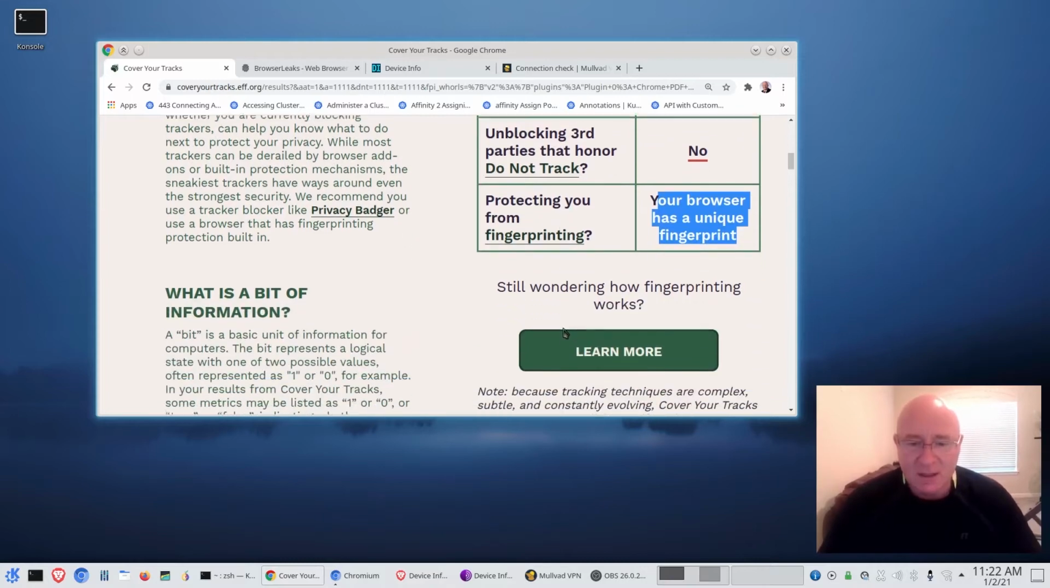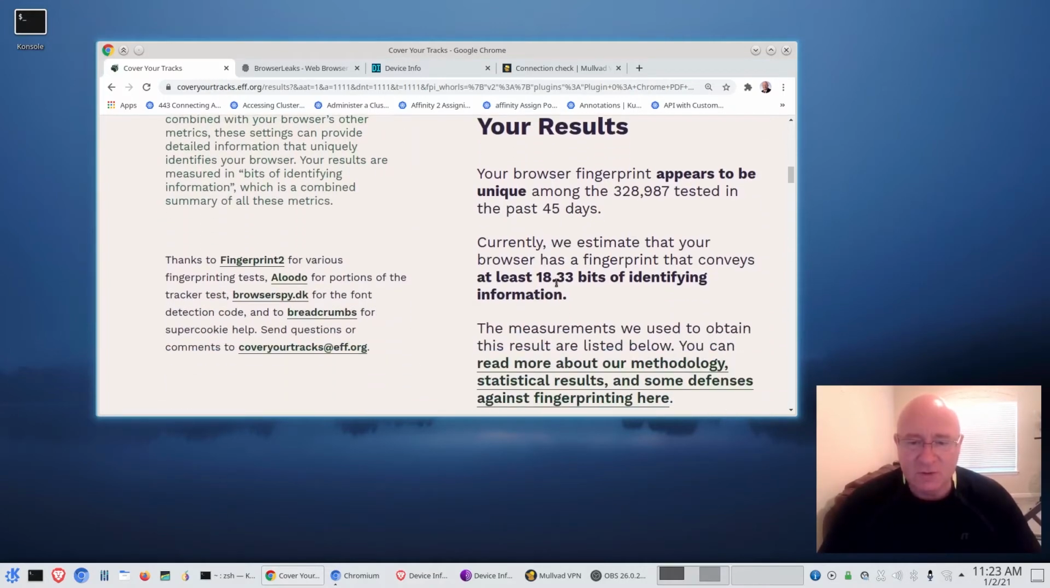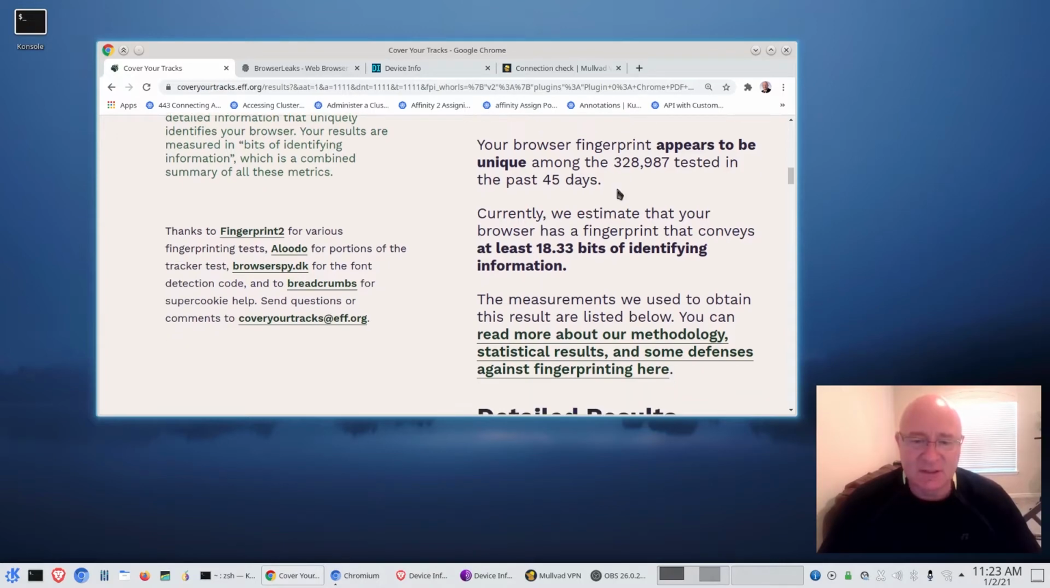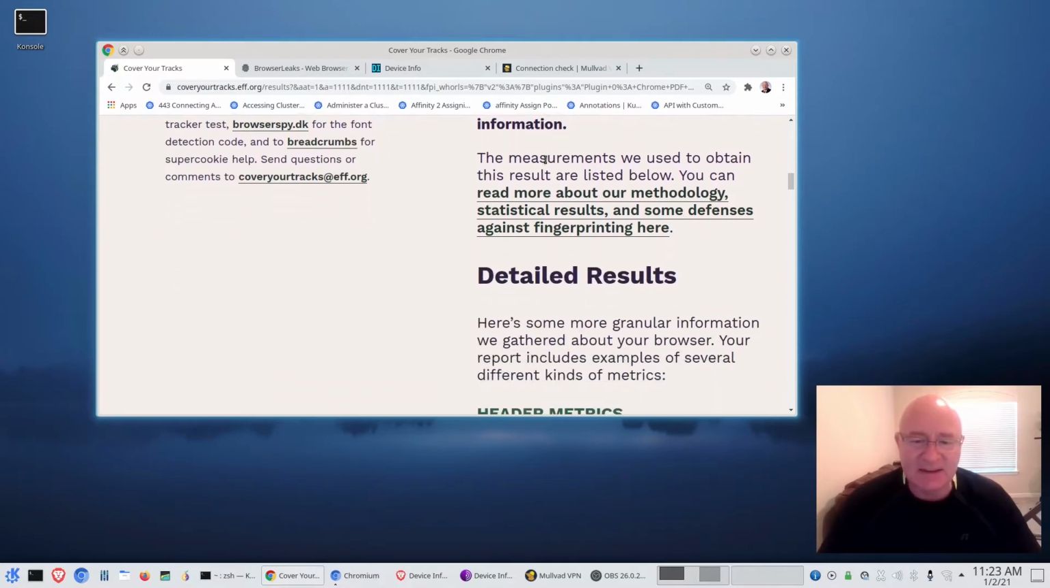And if you run this tool, it can show you that for this particular instance of my browser, I am unique among roughly 329,000 people that they've tested. There's a number of bits of identifying information.